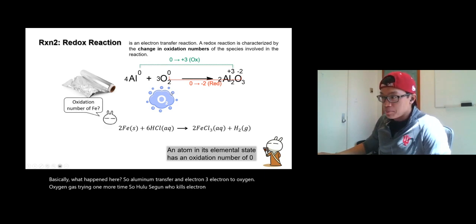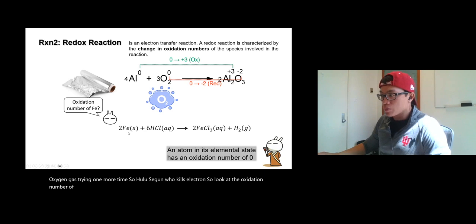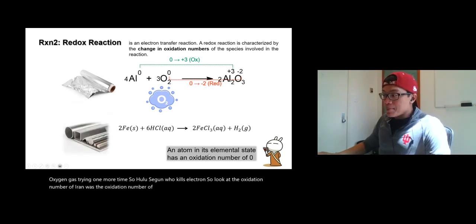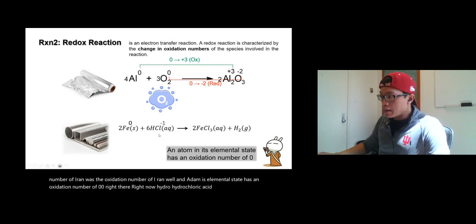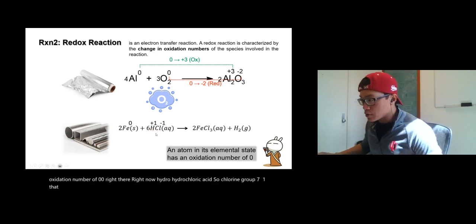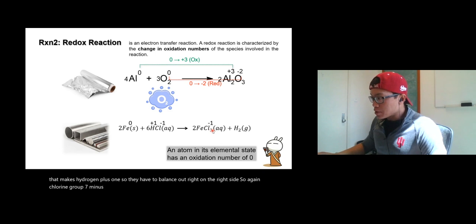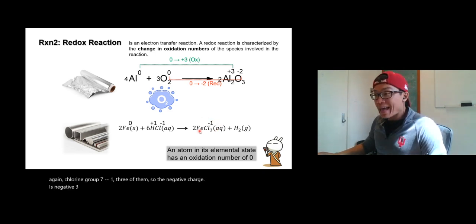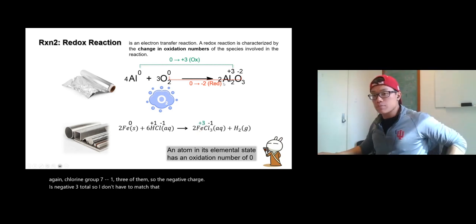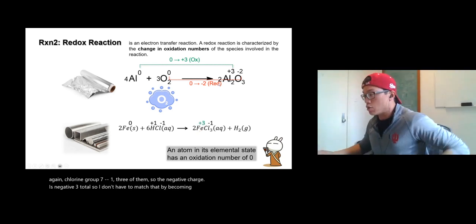Okay. So look at the oxidation number of iron. What's the oxidation number of iron? Well, an atom in its elemental state has an oxidation number of 0. Stay 0 right there. Now, hydrochloric acid, so chlorine group 7 is -1, that makes hydrogen +1. So they have to balance out, right? On the right side, again, chlorine group 7 is -1, 3 of them. So the total negative charge is -3 total. So iron has to match that by becoming +3. Right? The whole compound has to be neutral.